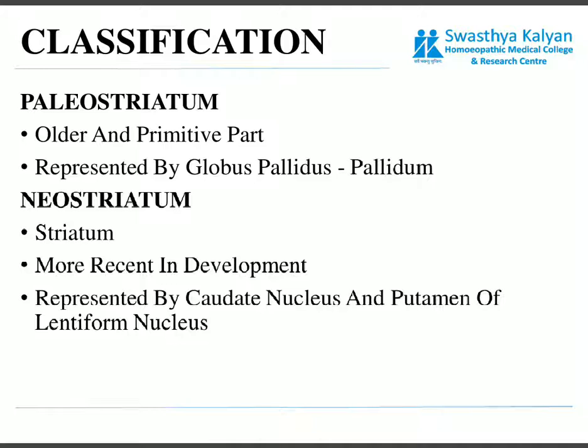Another method of classification of the basal nuclei is on the basis of development, on the basis of morphology. So it is classified as neostriatum and paleostriatum. Paleostriatum is the older and primitive part, and it represents the globus pallidus. The neostriatum is newly developed, recent in origin. It is also known as striatum, and it represents the caudate nucleus and the putamen of the lentiform nucleus.